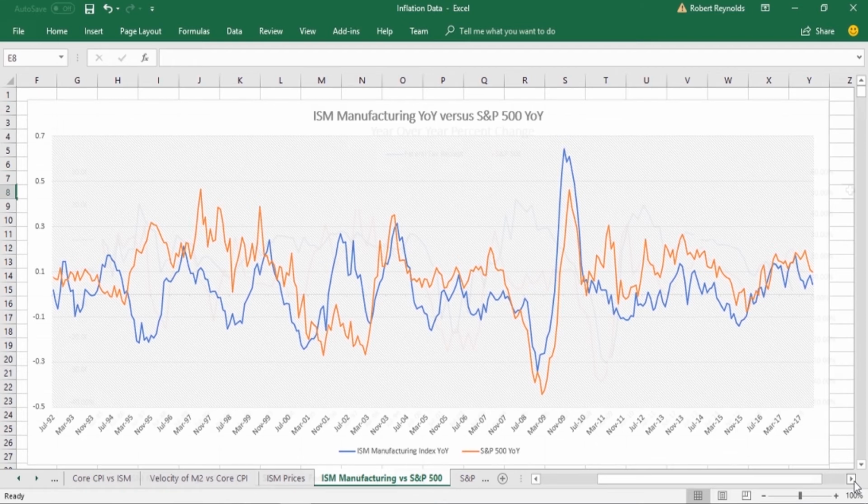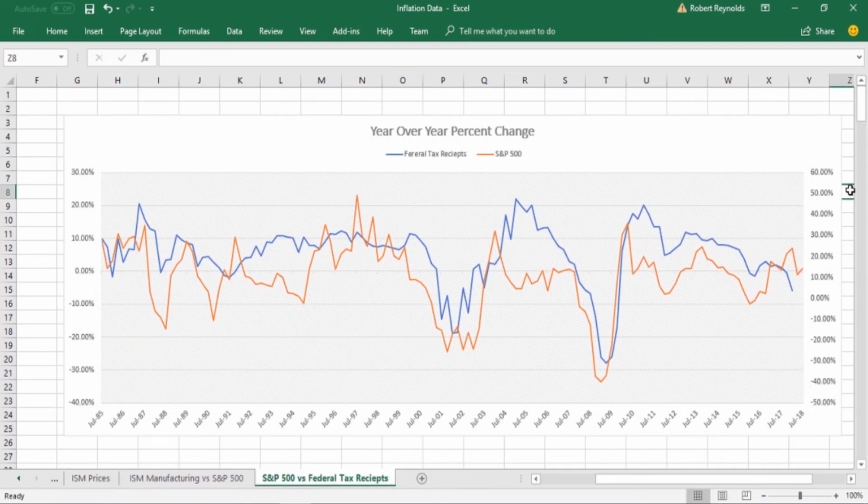And so if we're expecting the S&P 500 to roll over, what happens to federal tax receipts? They start to roll over as well. The reason this happens is because the top 1% pay 30% of total taxes. And the top 1% have the majority of their money in the equity market. And so if the equity market rolls over, so do federal tax receipts.